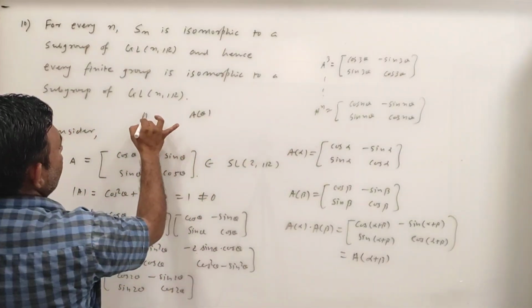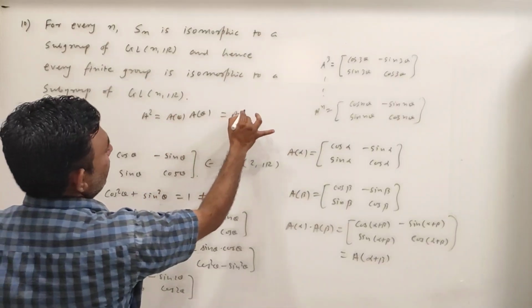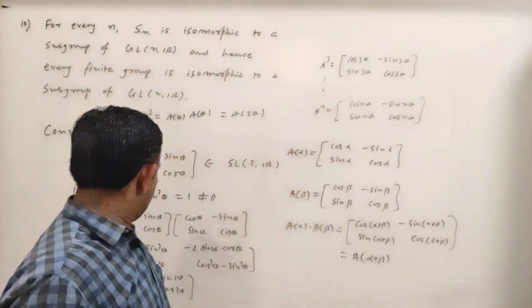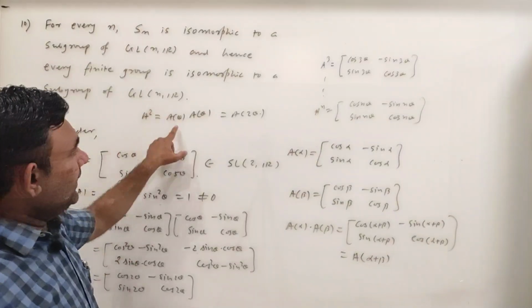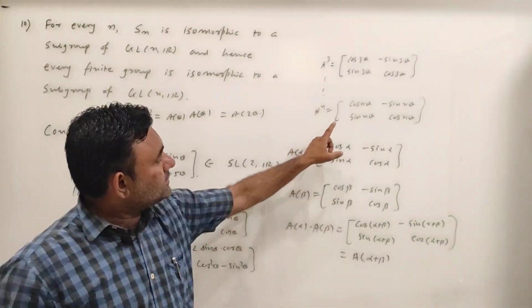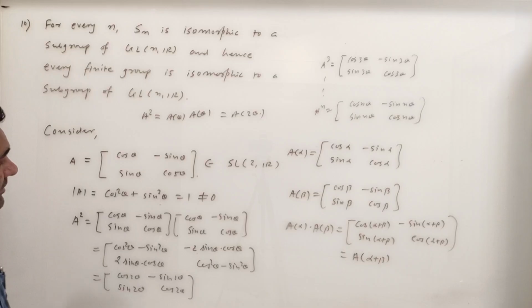So A square is what? It is A theta into A theta. So it will be A theta plus theta, that is A 2 theta, and A 2 theta is this one. So in general, A raised to n is what? A theta n times, so A n theta, and A n theta is this one, right? So this is just matrix algebra.